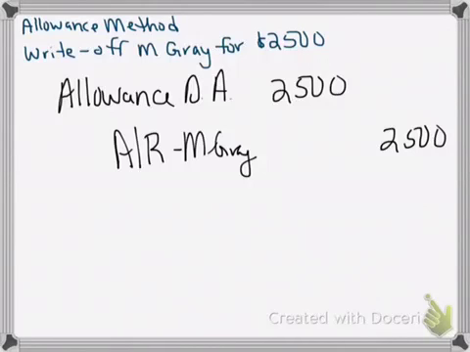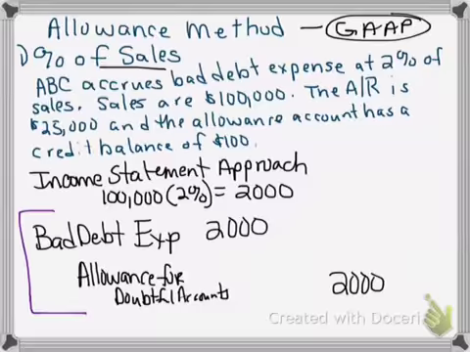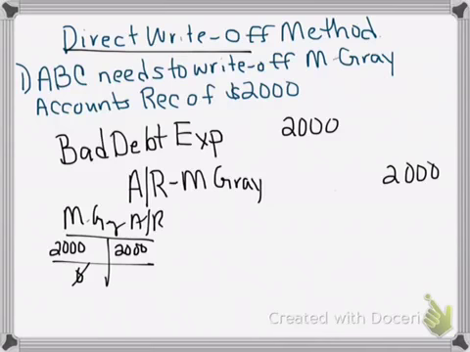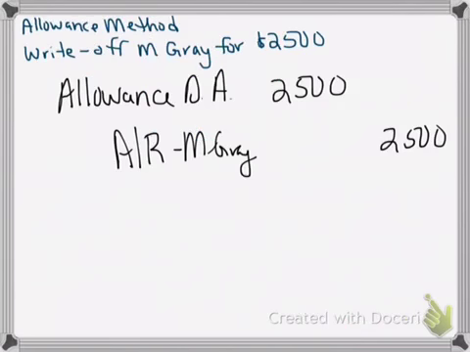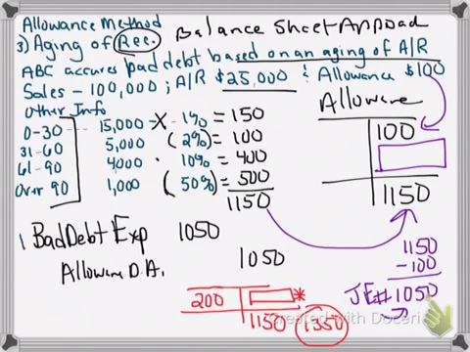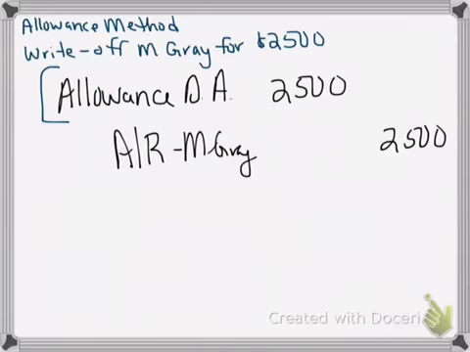So the difference between this one and the very first one that we saw is that under the direct write-off method, we are using bad debt expense. Under the allowance method, when we write something off, we use the allowance account. So just make sure that you're looking at what type of method you're using, because for the allowance method, we've already taken our bad debt expense here, and so now we're just using that allowance account to kind of take care of some things.